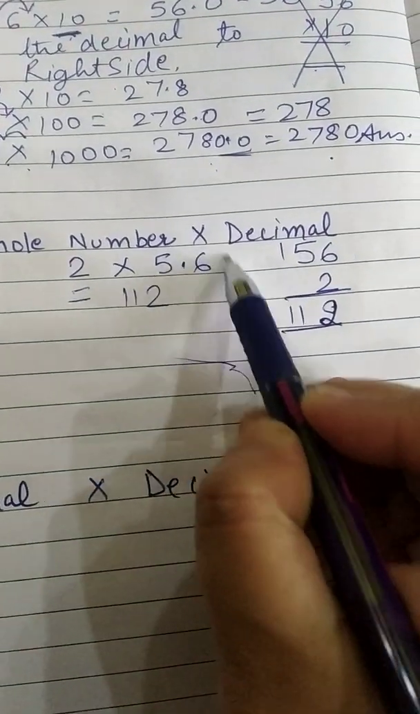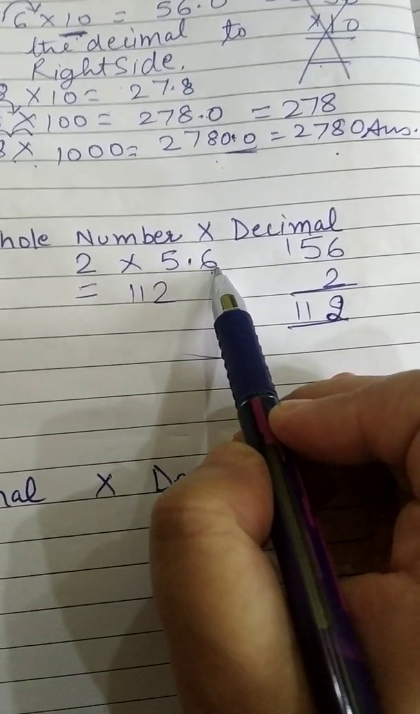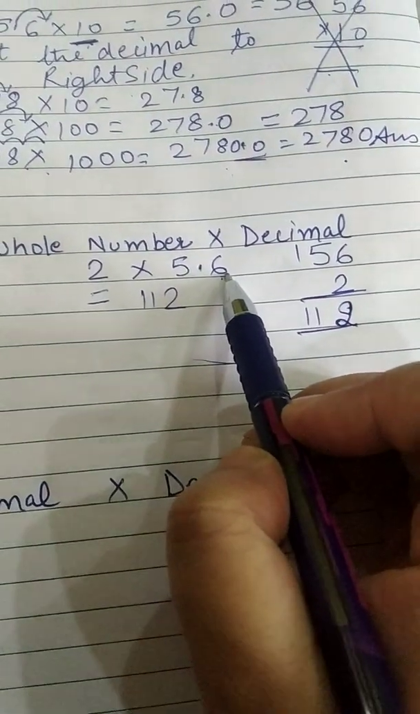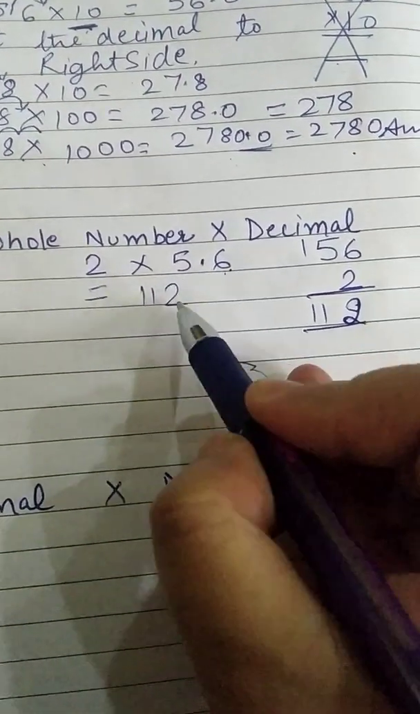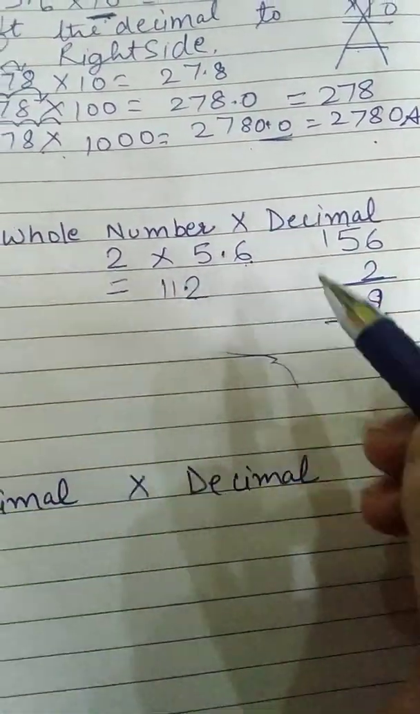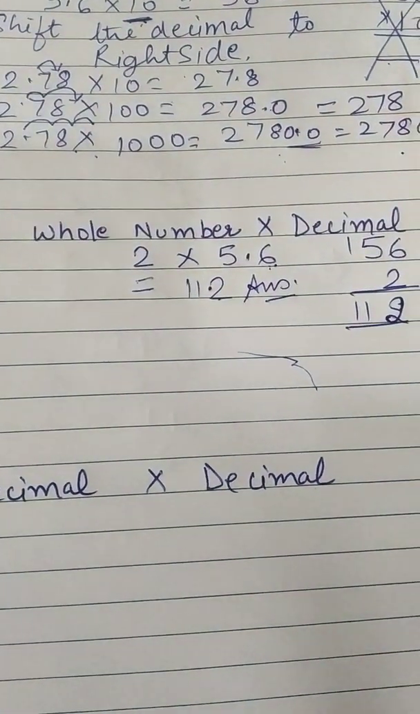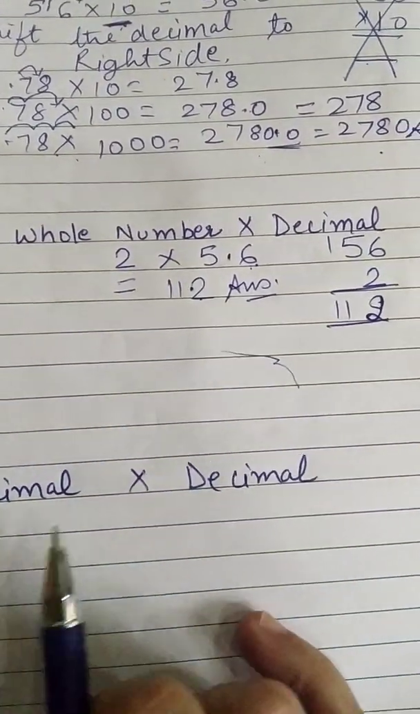Here, in this number, we have only one digit after the decimal. So, here we will leave the last one digit and put the decimal. So, 11.2 will be your answer. I hope everyone got it.